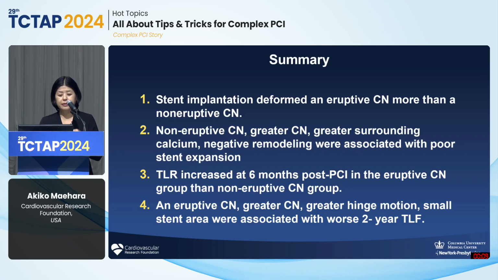So to summarize, stent implantation deforms the eruptive calcified nodule more than non-eruptive. Therefore, they have better stent expansion. But importantly, not just the calcified nodule pattern, we have to look into the non-calcified nodule site. Sinus calcium thickness, arc, those are important, as well as the negative remodeling. And TLR at 6 months is much higher in the eruptive because they are going to reprotrude through the stent.